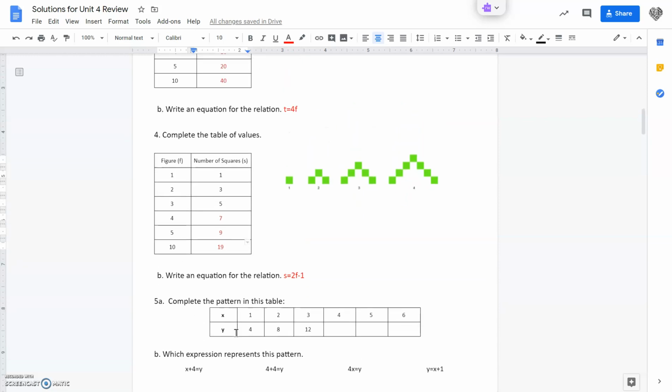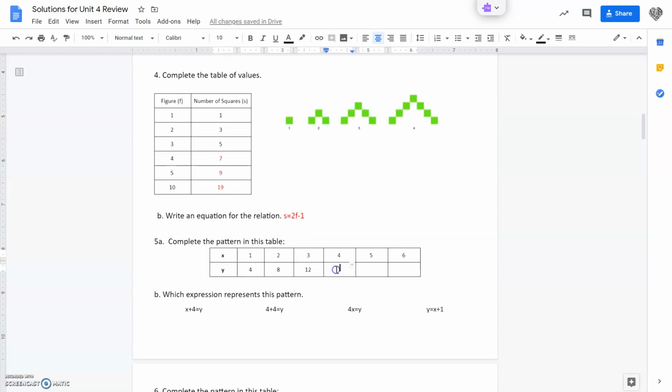Okay. So then it's the same type of question, but we don't have a pattern to look at anymore. We're just going right to the table, but that's fine because we really don't need the pattern. So here my x value, my independent variable, is going up by 1. My dependent variable, 4, 8, 12, I can see it's increasing by 4. So 12 plus 4 would be 16, 16 plus 4 would be 20, and 20 plus 4 would be 24.